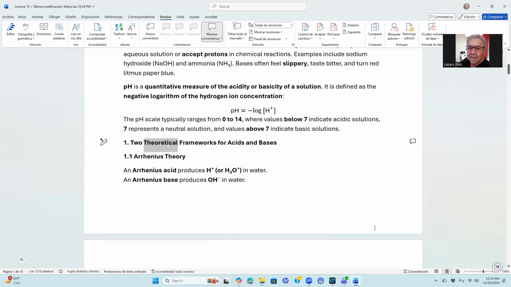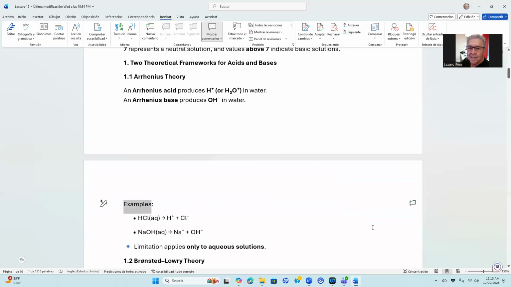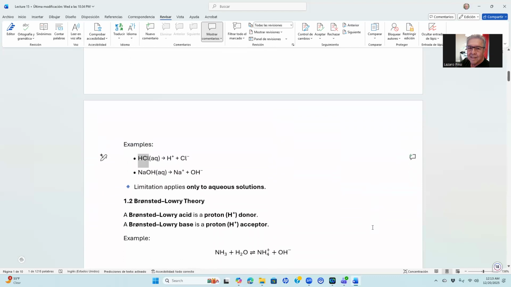1. Two theoretical frameworks for acids and bases. 1.1 Arrhenius theory. An Arrhenius acid produces H+, or H3O+, in water. An Arrhenius base produces OH- in water. Examples: HCl(aq) gives H+ plus Cl-. NaOH(aq) gives Na+ plus OH-. Limitation: applies only to aqueous solutions.